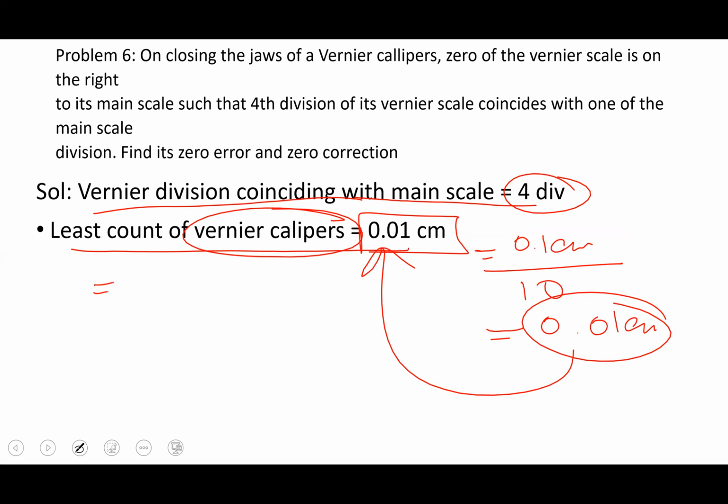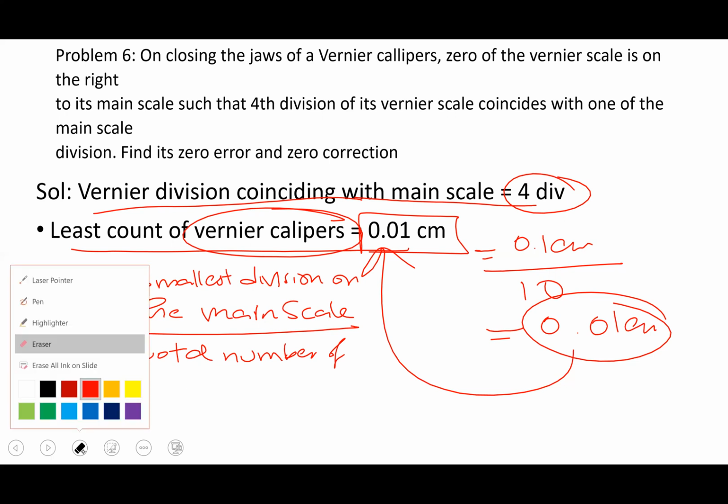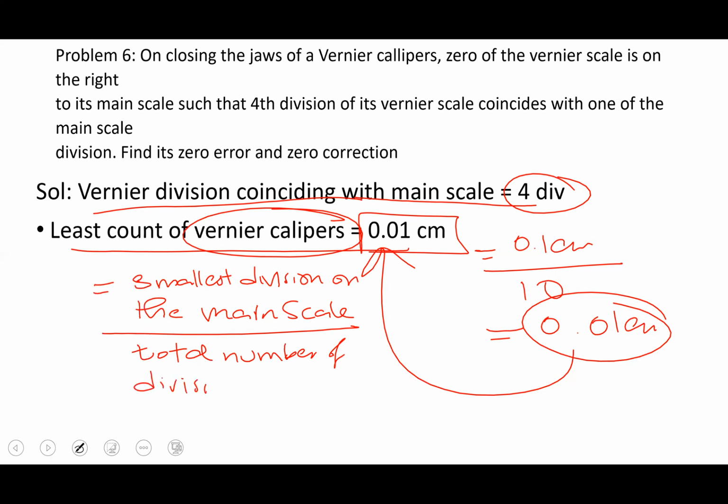So this is the least count of the vernier caliper, which has a formula. Let me write it down again. The least count formula: smallest deviation on the main scale divided by total number of deviations on the vernier scale.